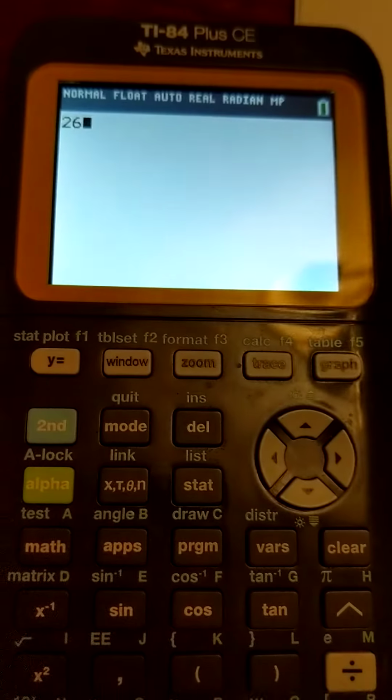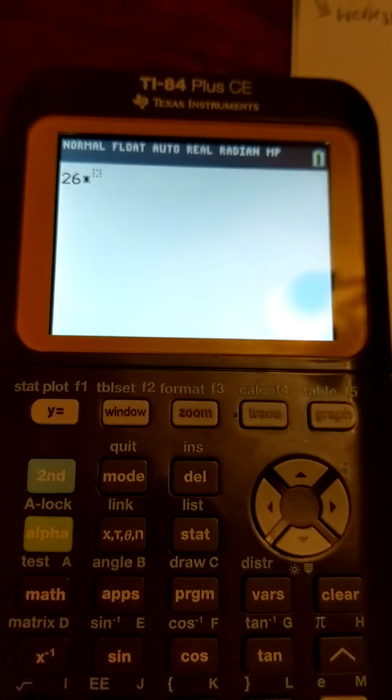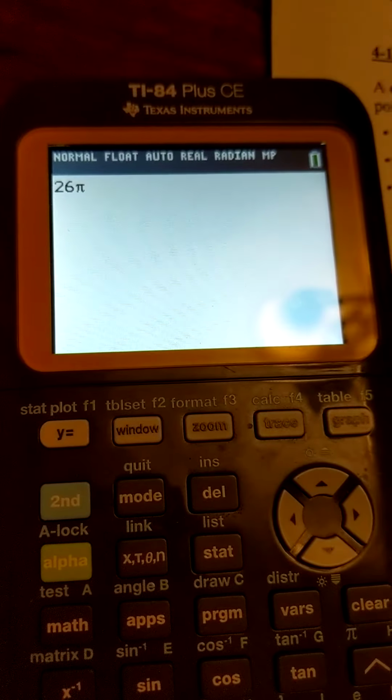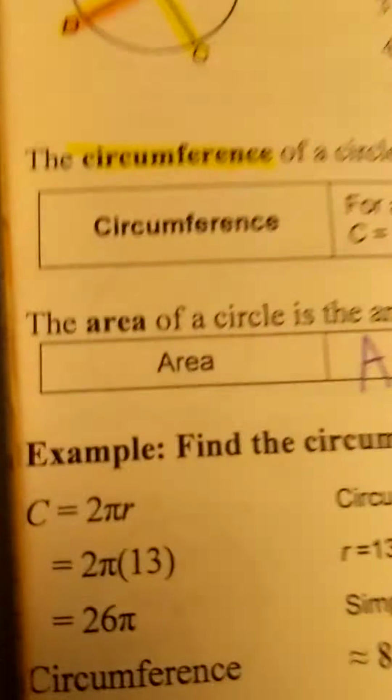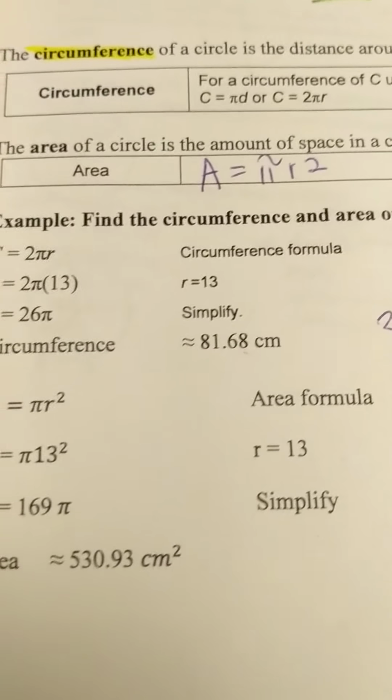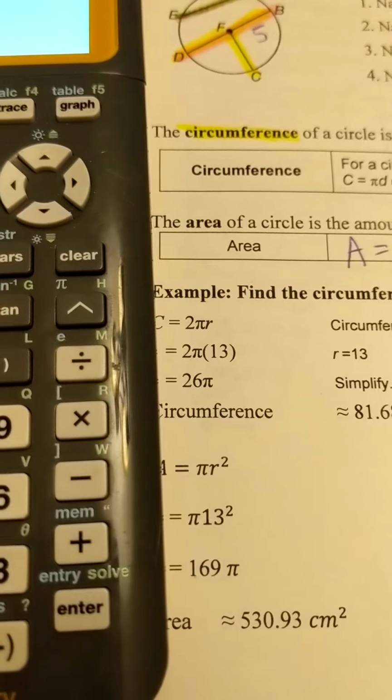If we use 26 and then times our pi button, it'll give us 81.68. So that's how I was getting that answer, by using the pi button. I'm okay with either one, 81.68 or 81.64.